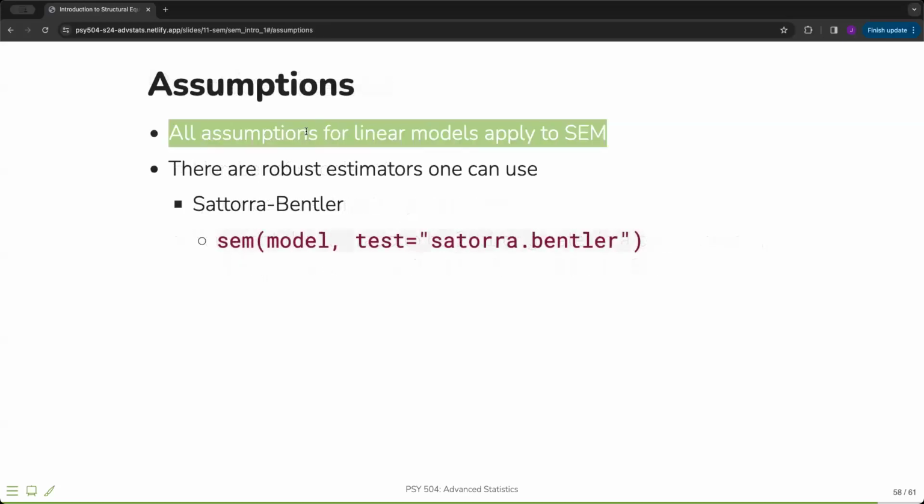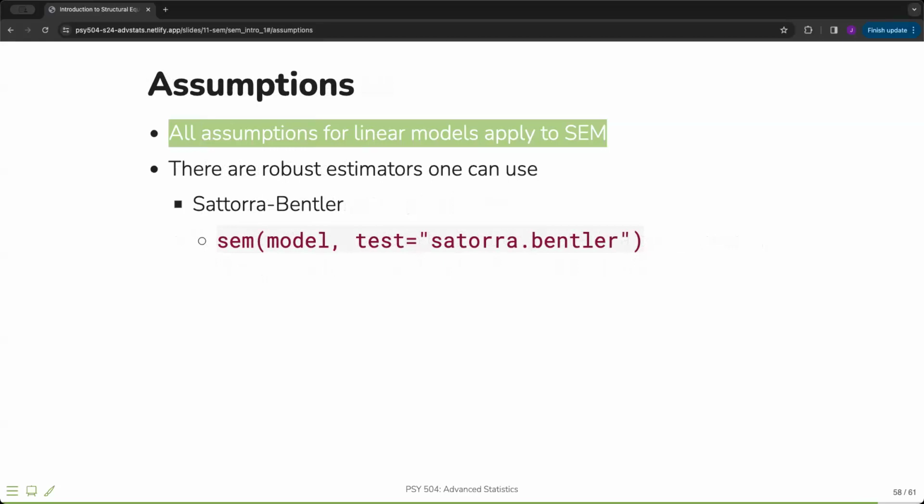So I wanted to talk a little bit about assumptions. Pretty easy. All the assumptions that underlie linear modeling and regression underlie structural equation modeling. So things like linearity, heteroscedasticity, normality all apply to structural equation modeling. Obviously, if one of those assumptions is violated, we can do some corrections that we went over.